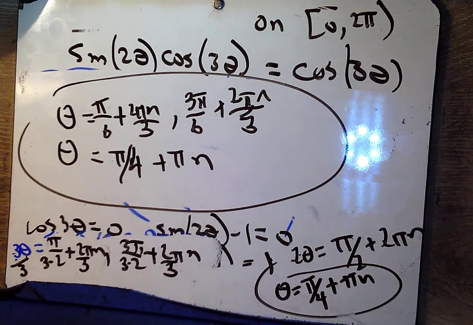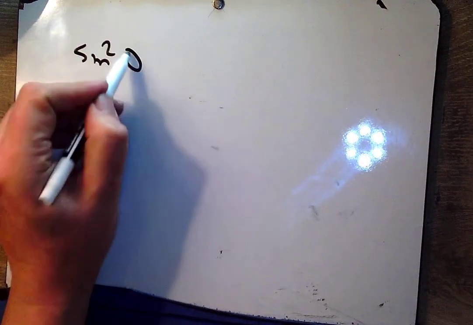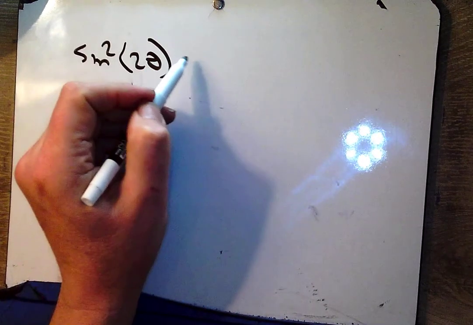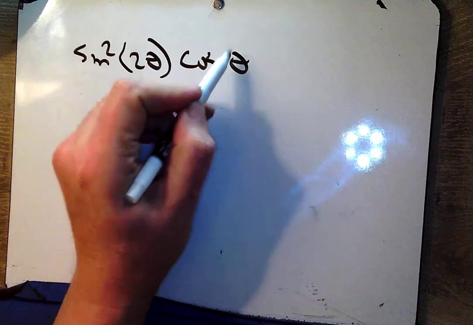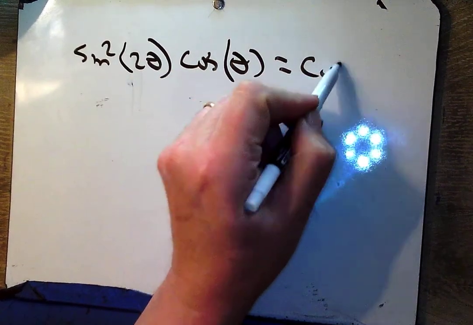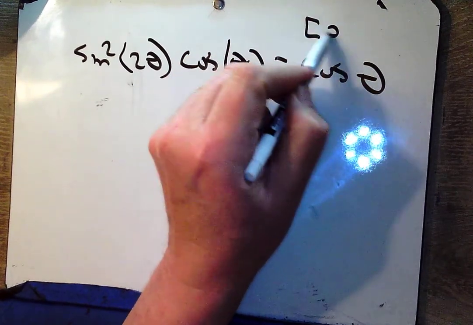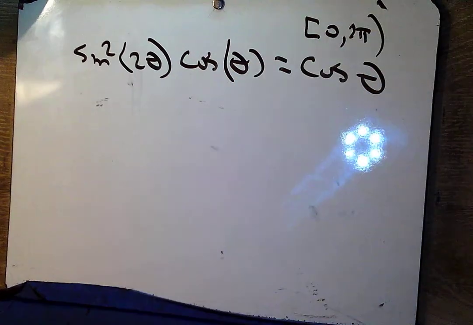Do you need another one of those? Sure, why not? Sine squared 2 theta cosine theta equals cosine theta, and 0 to 2 pi. Give it a try. Pause your video. See what you can do.